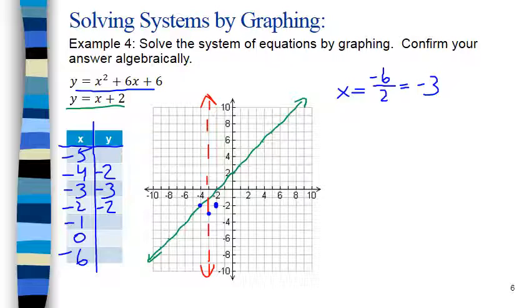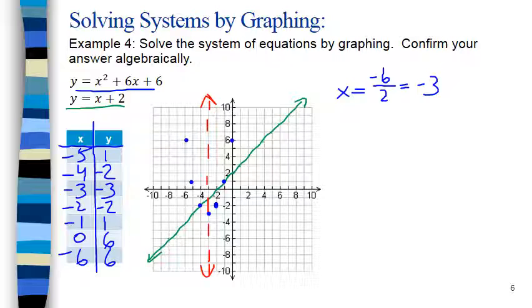And then when I put in negative 1, I get out 1, and reflecting that, I also get out 1 here. So negative 1, 1, and negative 5, 1. And when I calculate the 0, I get 6, and negative 6, I also get 6. So 0, 6, and negative 6, 6.